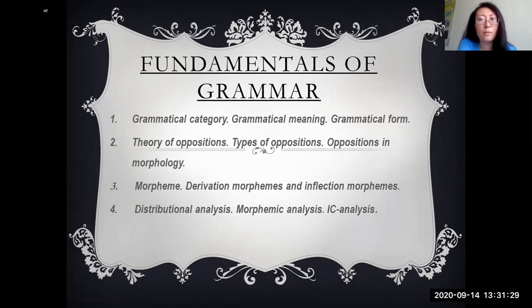Let's begin by looking at our plan for today, Fundamentals of Grammar. The first part of our lecture is about grammatical category, grammatical meaning, and grammatical form. The second part is theory of oppositions, types of oppositions, oppositions in morphology. The third is morpheme, derivation morphemes, and inflection morphemes. And the last one is distributional analysis, morphemic analysis, and IC analysis.